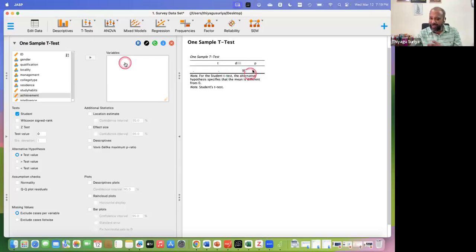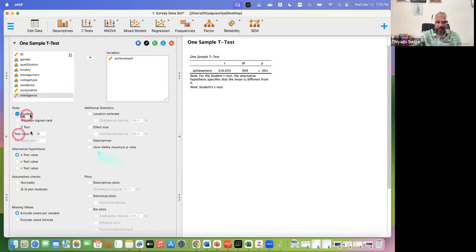Why is the DF 999? The degree of freedom. And what is the formula for degrees of freedom? N minus 1. I have 1,000, therefore N minus 1 is 999. So my p-value is less than 0.001. Right now, you can see this is the Student t-test. Actually, Student means it's a t-test of one sample. You can see the one sample t-test.